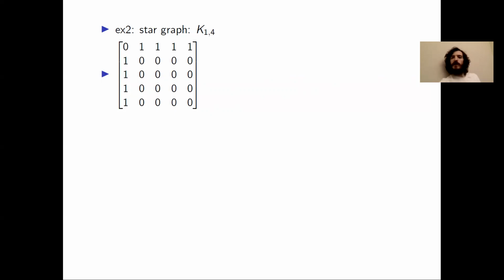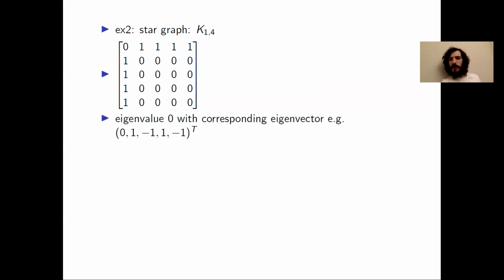When we look at that matrix, we can see pretty easily right away that there's an eigenvalue of 0. And there's a lot of choices we can make for a corresponding eigenvector for the eigenvalue 0. So here's one example. Eigenvalue 0, we can take a corresponding eigenvector of 0, 1, minus 1, 1, minus 1. So let's look at that for a second.